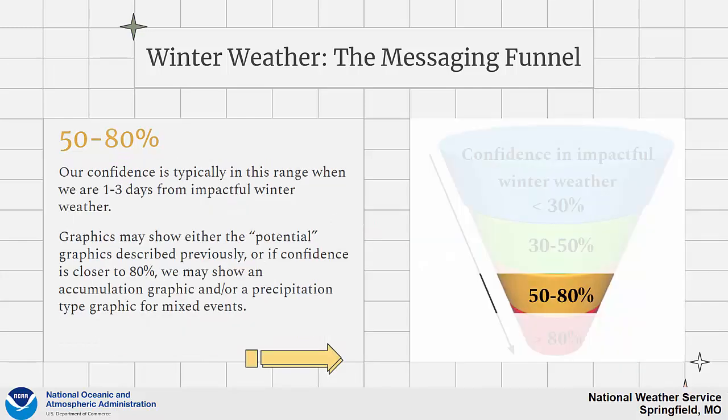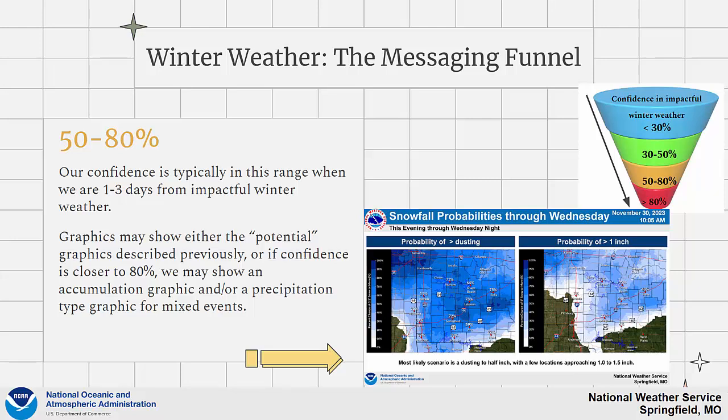Next up is 50 to 80%. Our confidence is typically in this range when we are 1 to 3 days out, and the graphics may show either the potential, like described previously, or if confidence is closer to 80%, we may show an accumulation graphic or a precipitation type graphic for mixed events. But this is when we typically show the probability of greater than a dusting, 1 inch, greater than 2 inches, and so you'll see us put those out on our website, and this is usually when we're 1 to 3 days out. So this is why we hold off on putting out accumulations right away.